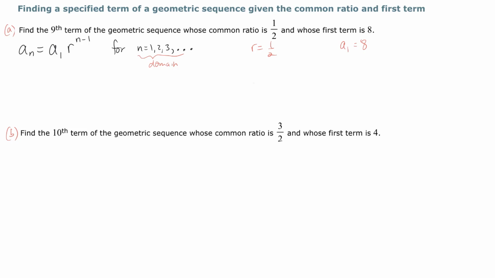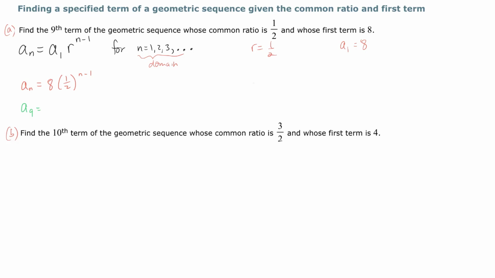And we want to find the ninth term. So first of all, I'm going to write the formula, or the sequence. Here's the function. A sub n is equal to 8 times 1/2 raised to the n minus 1. That's not my final answer, but this is necessary work. Now we're going to find a sub 9. We want the expression a sub 9.